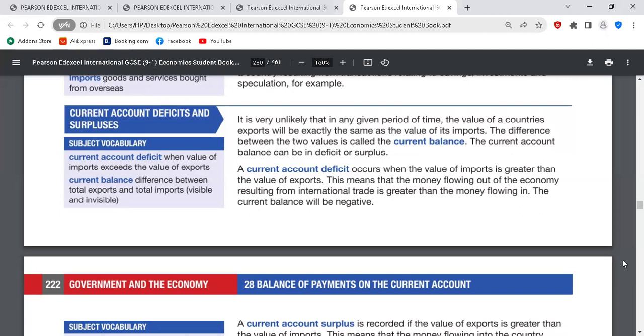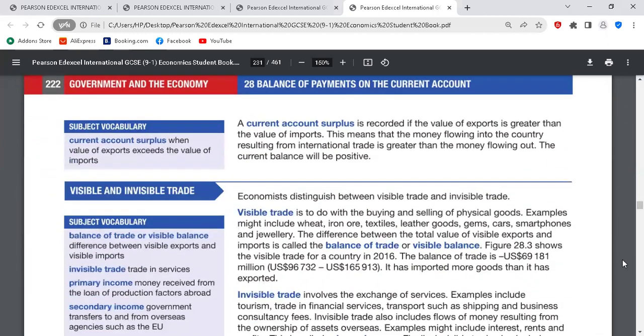The current account balance can be a deficit or a surplus. A current account deficit occurs when the value of imports is greater than the value of exports. When the total value of visible and invisible imports is greater than visible and invisible exports, then it is a balance of payments current account deficit. Did you get it? Then we have a surplus when our exports are more than imports. That is a surplus. Clear?